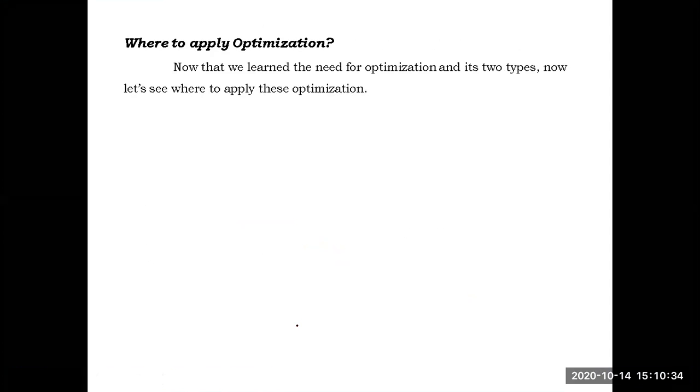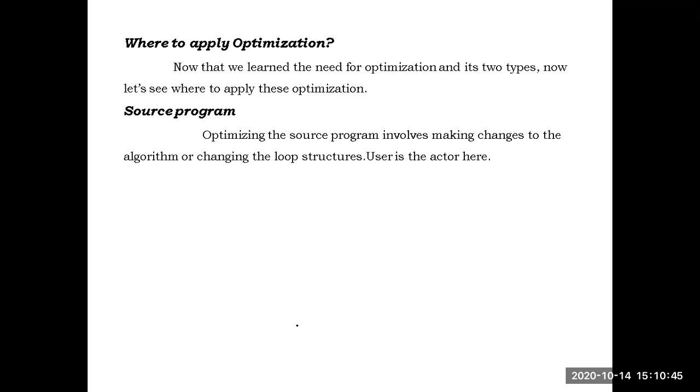Next, where to apply optimization. Where to apply the optimization techniques? We can apply the optimization directly on the source program. One location where we can apply the optimization is directly on the source program.